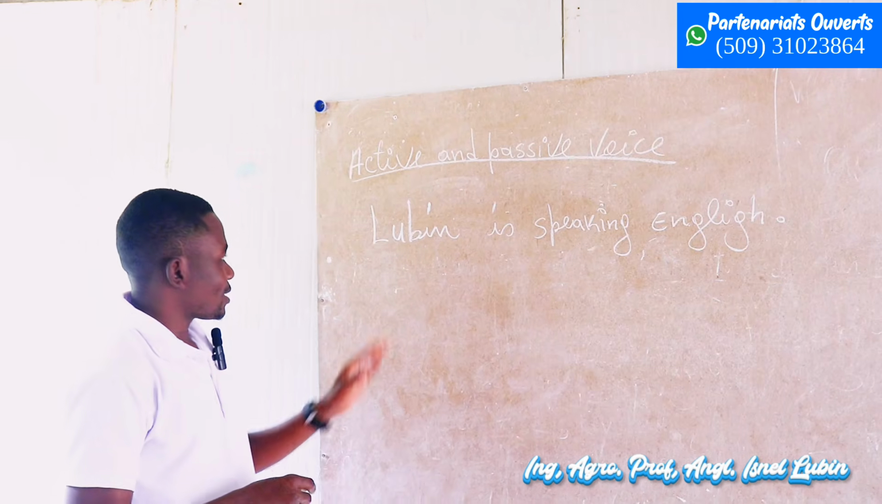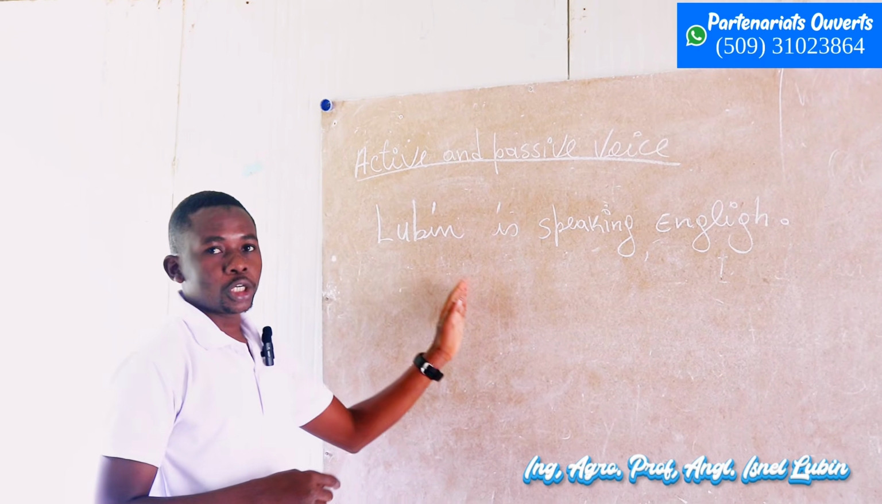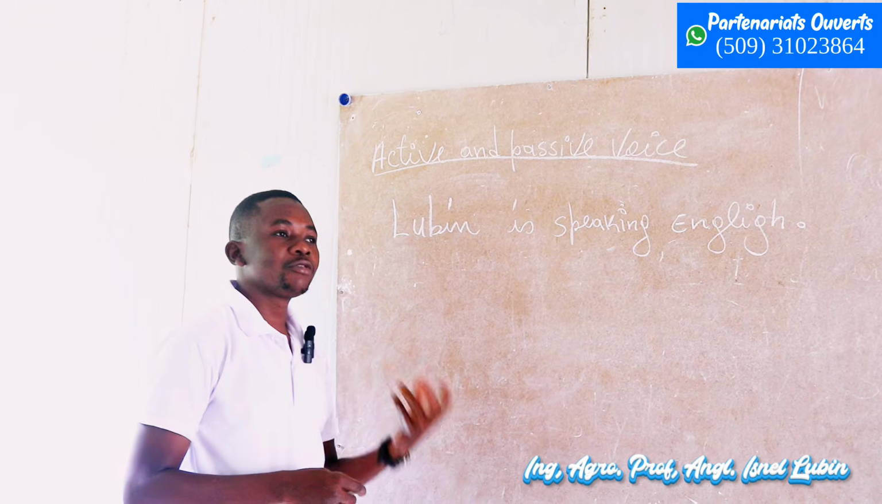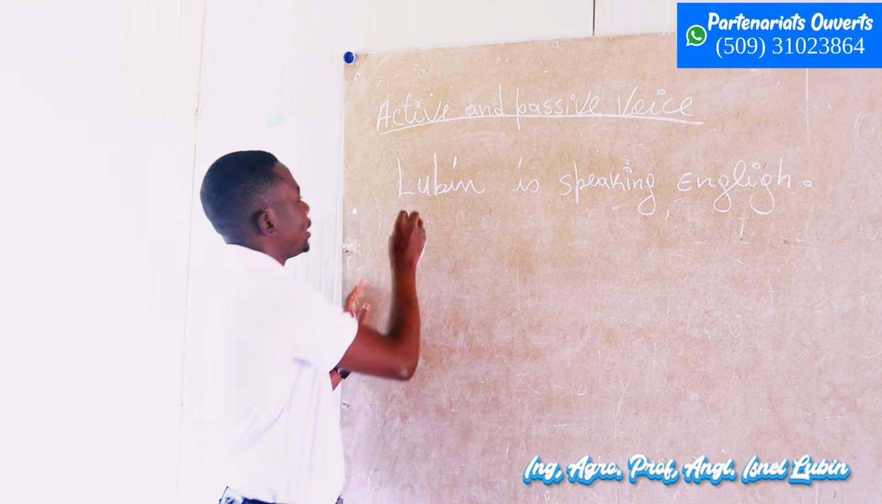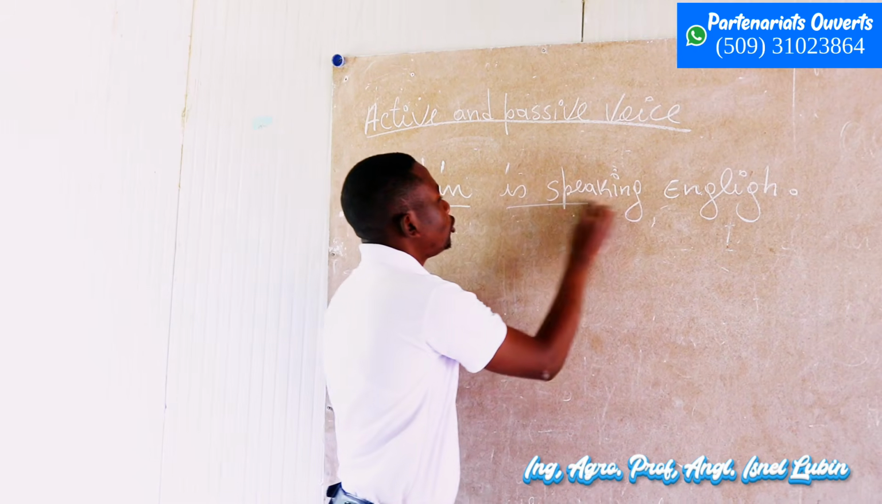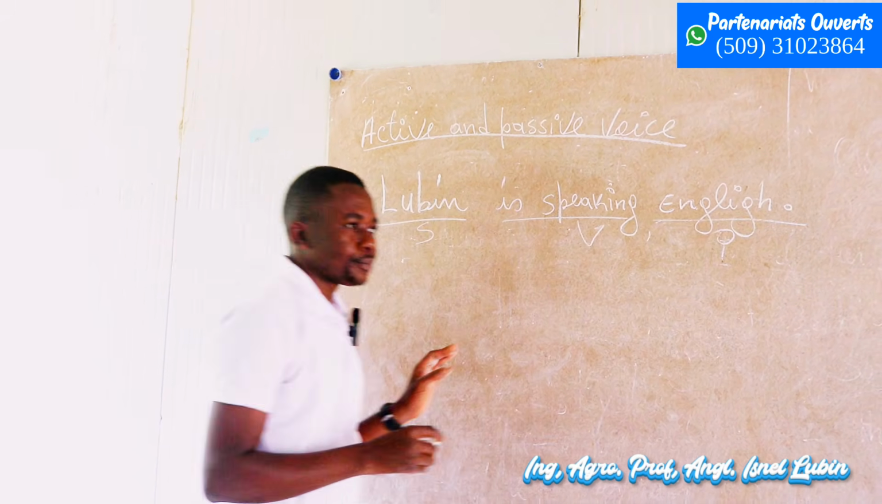However, as I was saying, to transform a sentence from active to passive voice, you have to identify the subject, the verb, and the object.